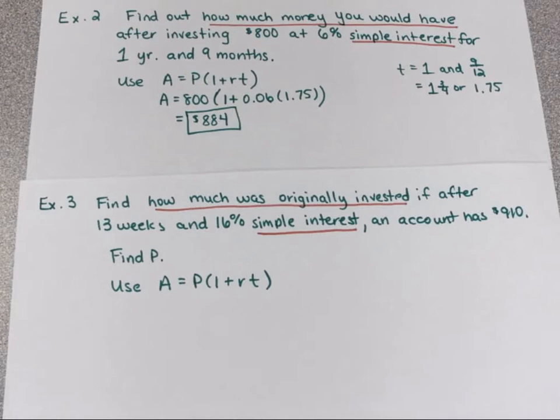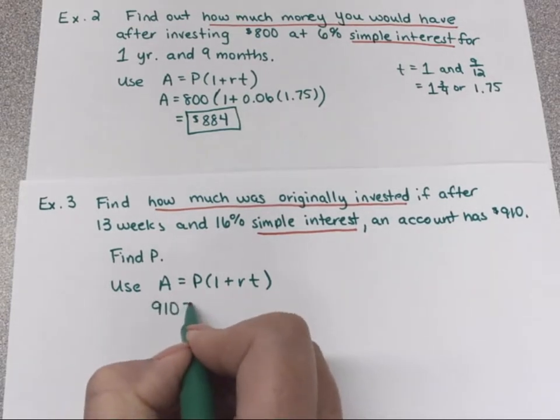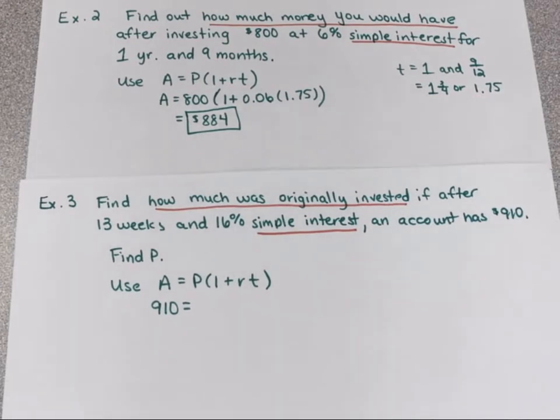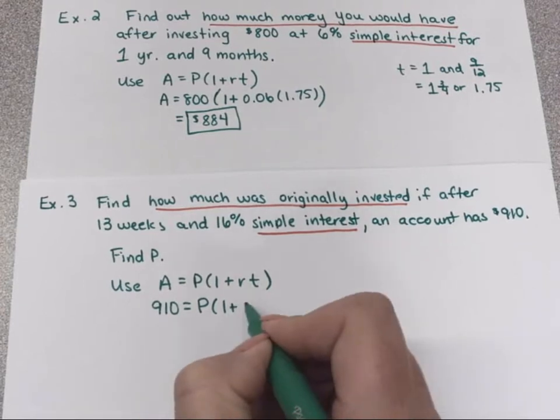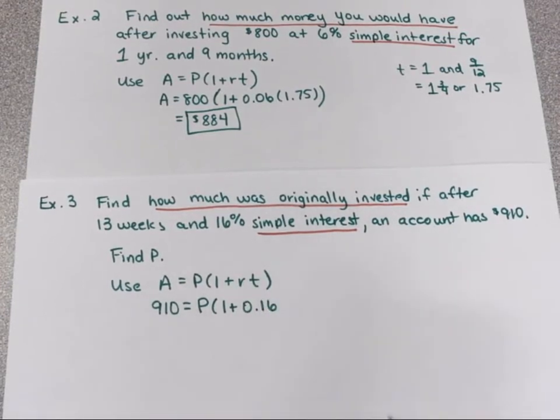All right, so let's plug in what we know. We know the final amount in the account was 910, right? That's not the principal. That's not what we started with. That's actually what we want to know. We don't know P, so we're going to leave it as a variable. We know the interest rate is 0.16.